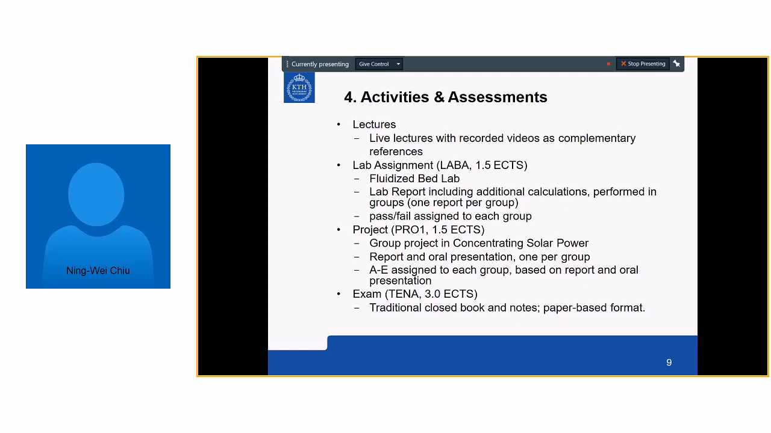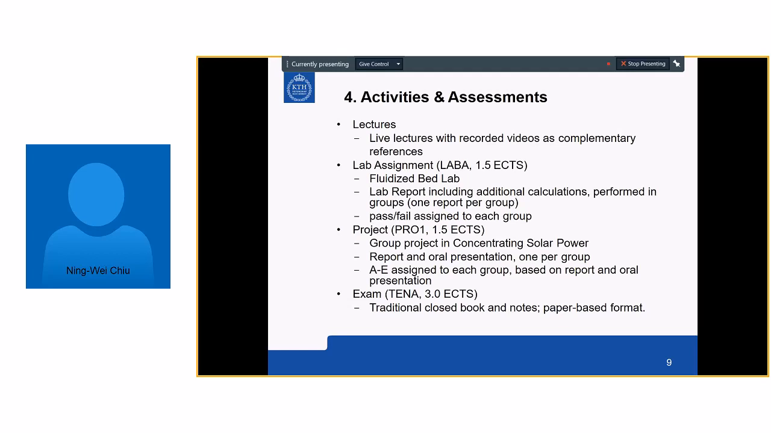And here we will have a closed book exam, and it's paper-based. I know some of you have maybe had computer-based exams, but here we will still be doing old school, paper-based. So those are the different activities and assessments that you will have throughout this course.